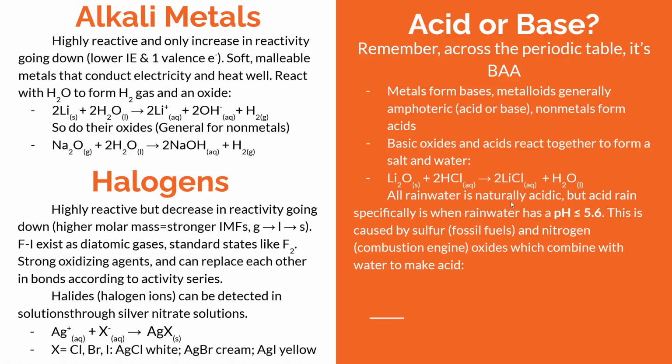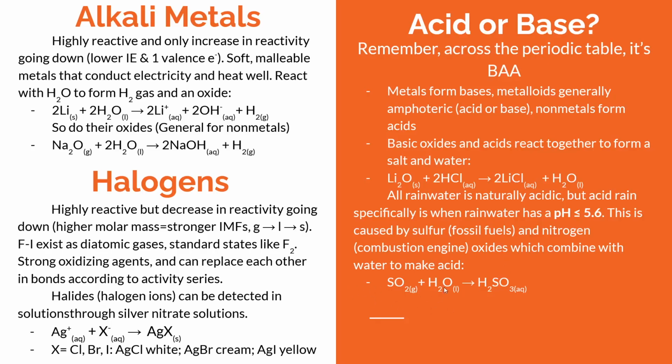So all rainwater is naturally acidic, but acid rain specifically is when rainwater has a pH of less than or equal to 5.6. This is caused by sulfur from fossil fuels and nitrogen from combustion engines, combustion for sulfur and nitrogen oxides, which combine with water to make acid. So oxides are going to be anything with oxygen in it.